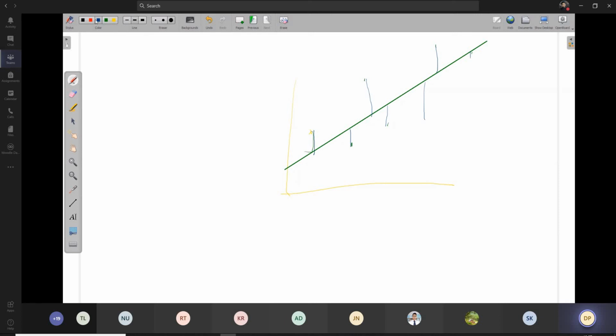Somebody will say this part is a positive error. Somebody will say this part is a negative error, because some points are above the straight line, some points are below the straight line. So there are positive and negative terms. So to avoid this, what can we do? We can say this is error square. I can take the square of this value, I can take the square of this value.